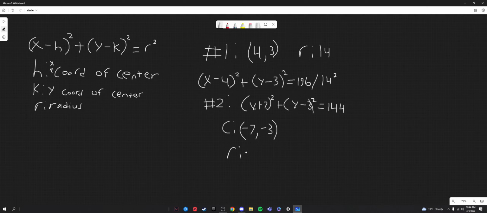Now we're not going to take plus or minus. We're taking just the principal square root because we don't want to have a negative radius. So it's going to be 12. So that's number 2.